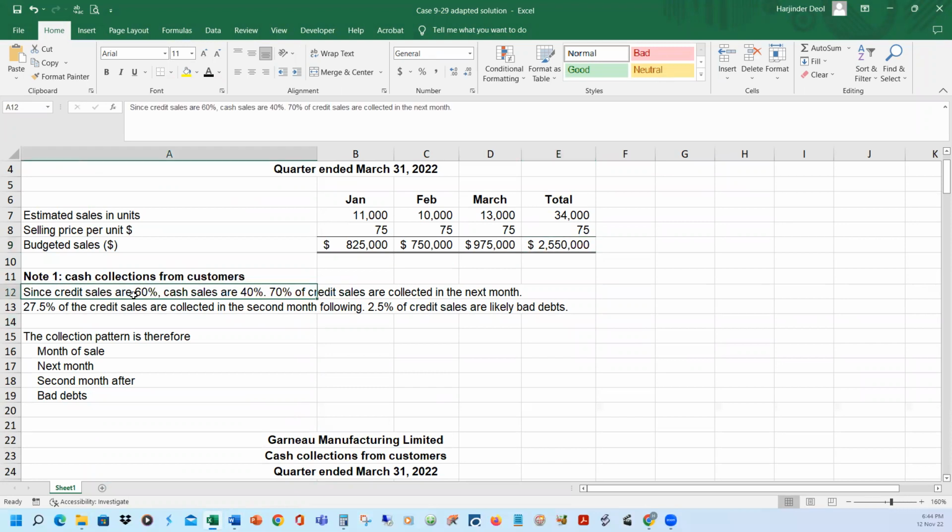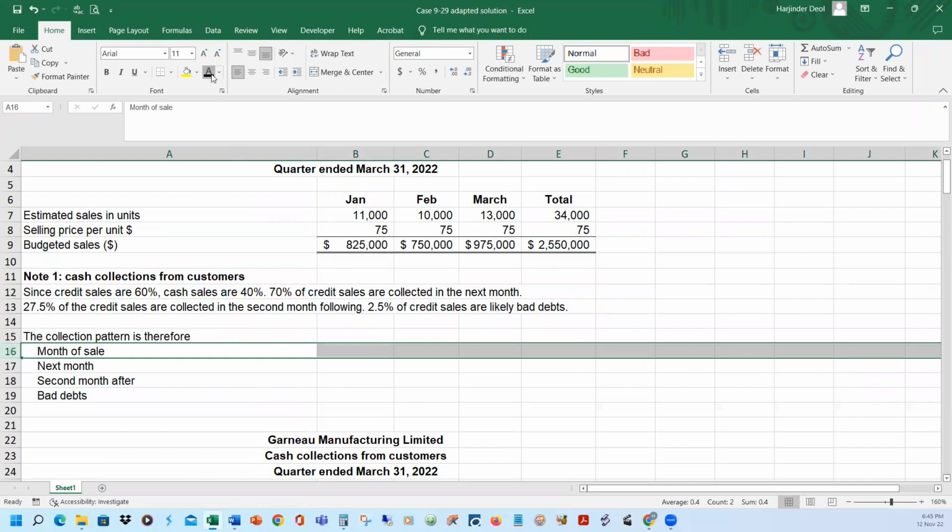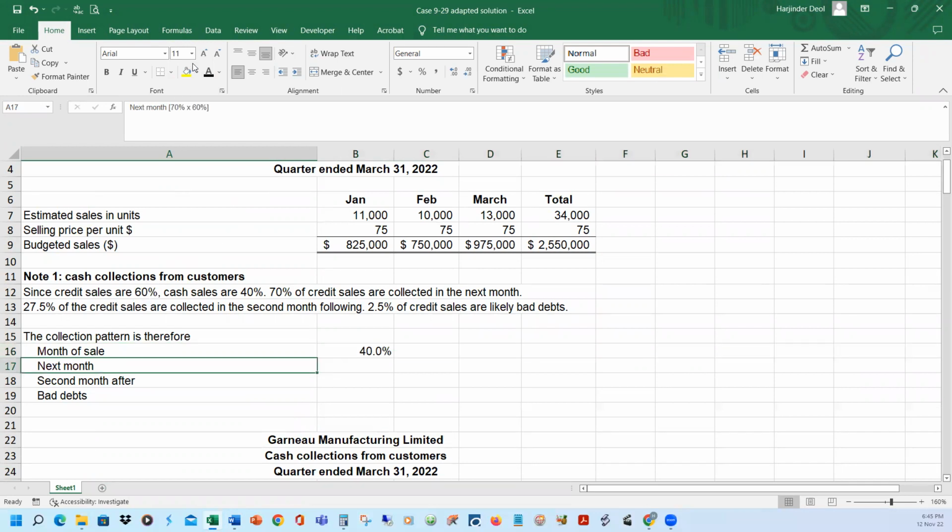Since 60% of the sales are credit, the remaining 40% are cash sales. So in the month of sale, we collect 40% because that represents the cash sales amount. The next month, we'll collect 70% of the credit sales, which happen to be 60% of the total. So 70% of 60% results in 42% of the total sales value being collected.